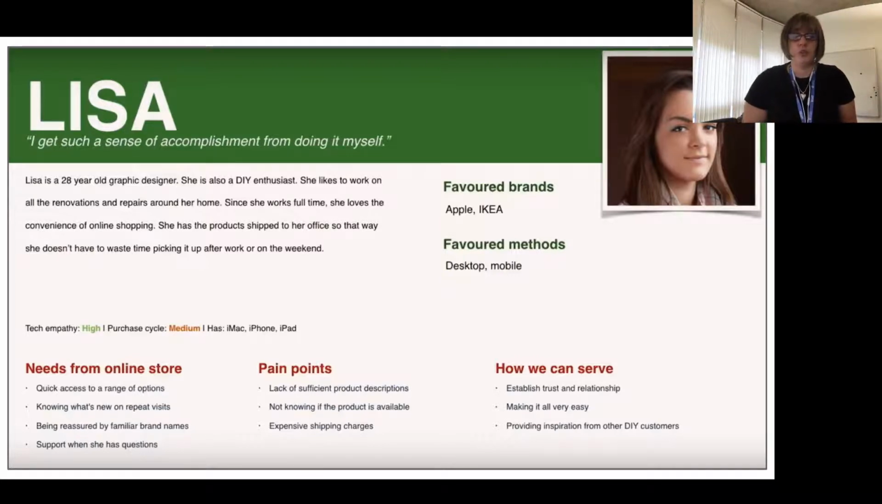She wants to know what's new. She wants to see familiar brand names, and she wants support when she has questions. So all of those things together is what this company is trying to achieve in a design cycle.